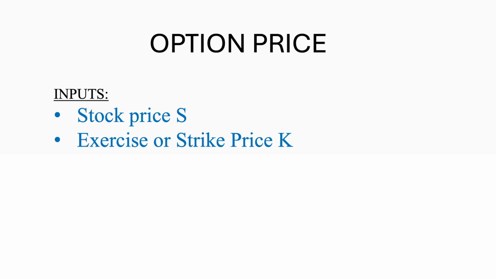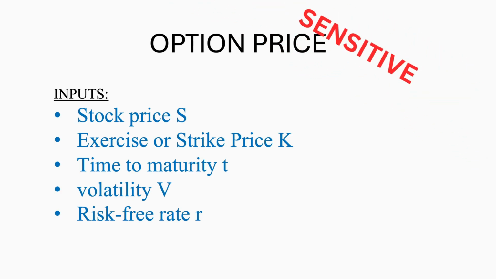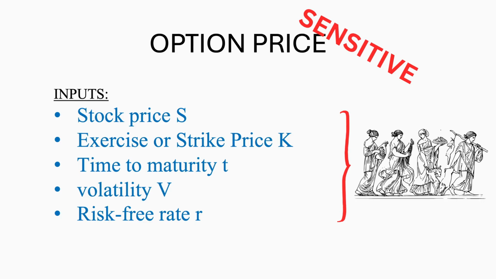We know options are priced using the following inputs: stock price S, exercise or strike price K, time to maturity T, volatility V, and risk-free rate R. The question is therefore raised, how sensitive is the option price to changes in these inputs? In option jargon, the sensitivity of option prices to the different inputs are called the Greeks because of the use of Greek letters, although one is not actually Greek, but we're getting ahead of our story there.